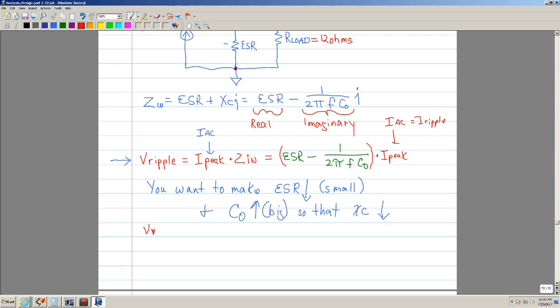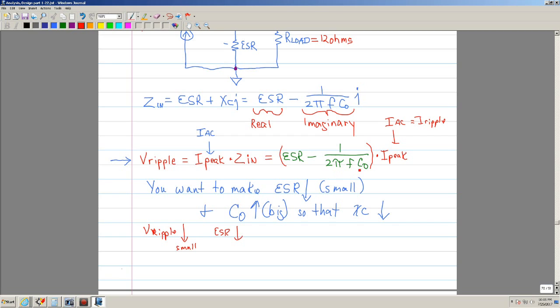If you want R ripple small, which is the intent, if you look at the equation, that means that you want to make the ESR small, right? So you want the ESR small. So when the ESR goes small, the ripple gets smaller.